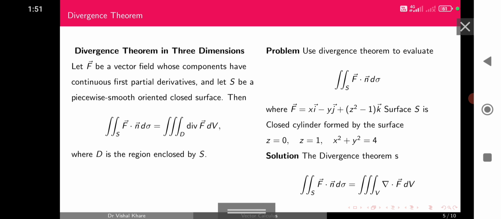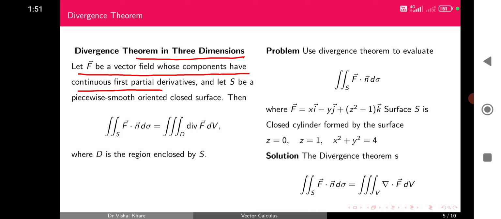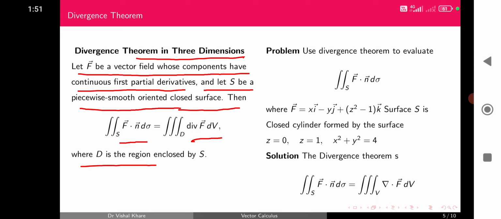Then the divergence theorem, statement of the divergence theorem in 3 dimensions. Let f be a vector field whose components have continuous first partial derivatives, and let S be a piecewise smooth oriented closed surface. Then double integration f dot n vector d sigma is equal to triple integration divergence of f vector dv, where D is the region enclosed by S.